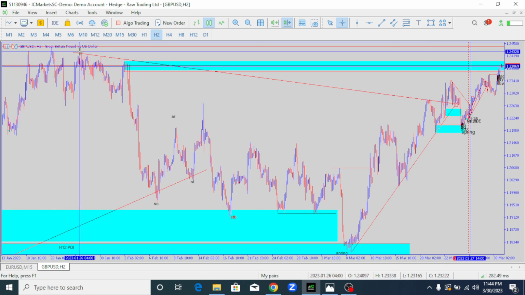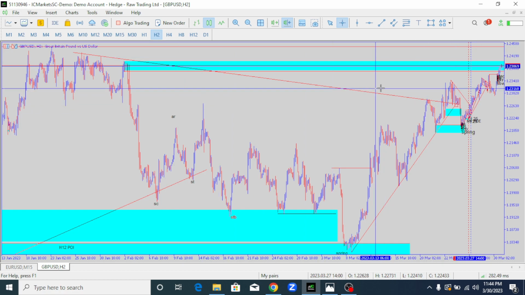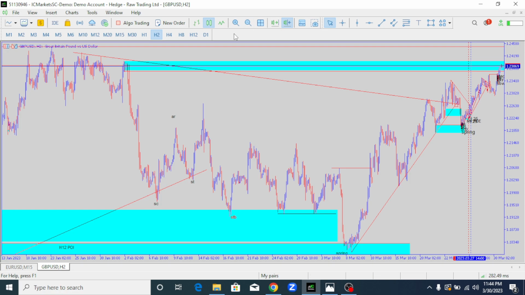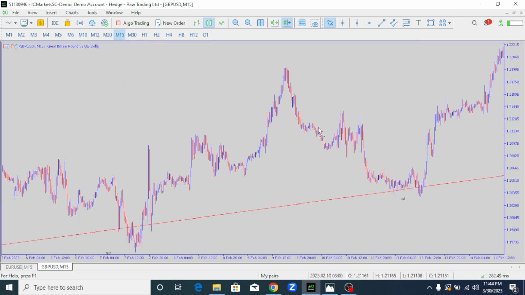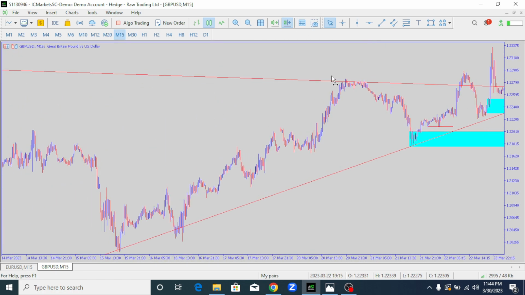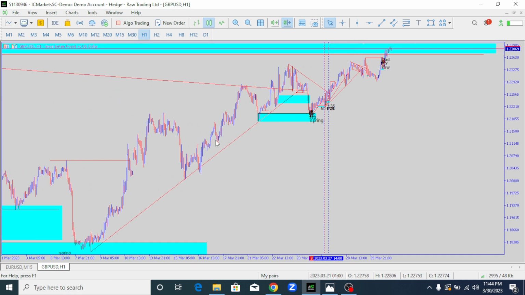So simultaneously it reacted off of this momentum trend line and this momentum trend line. So like I said, trend lines, they are mostly used liquidity. So let's go to the 1 hour. You see this bullish order flow.